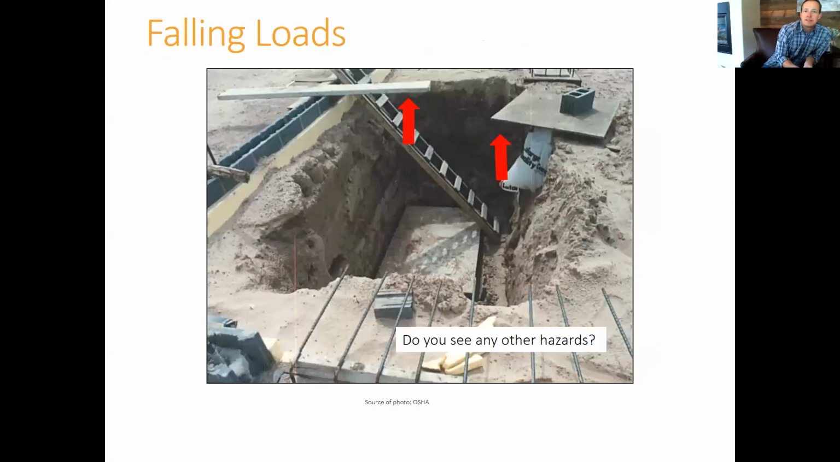In this picture, you can see that there's a lot of loads that could fall into this trench. So we've got a board, 2 by 12 or something over there, and then we've got a sheet of plywood and a CMU block that could fall into this trench. So you wouldn't want to be down in this trench because all of that could fall on your head. Not to mention, this is an unprotected trench, and that looks like type C soil.